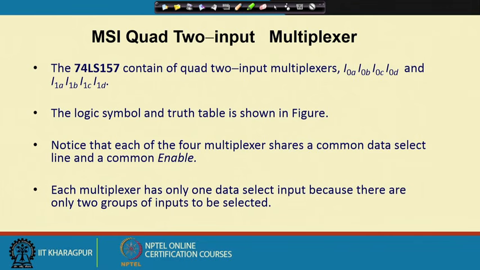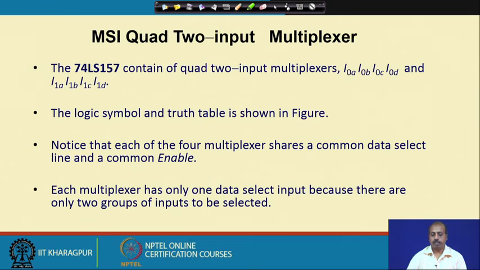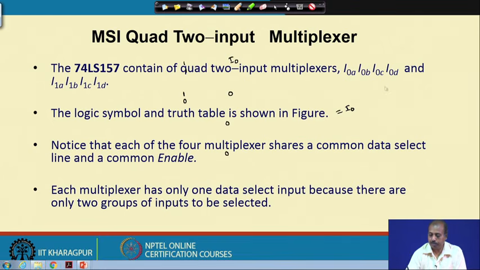We can look into some chips that realize these multiplexers. For example, this 74157 chip. It has quad 2-input multiplexers. That means in the chip there are 4 multiplexers. So, if this is the full chip, there are 4 multiplexers, and they are all 2-input multiplexers.